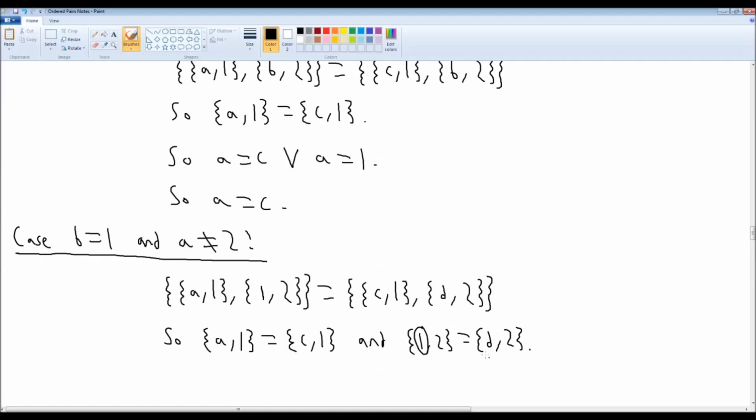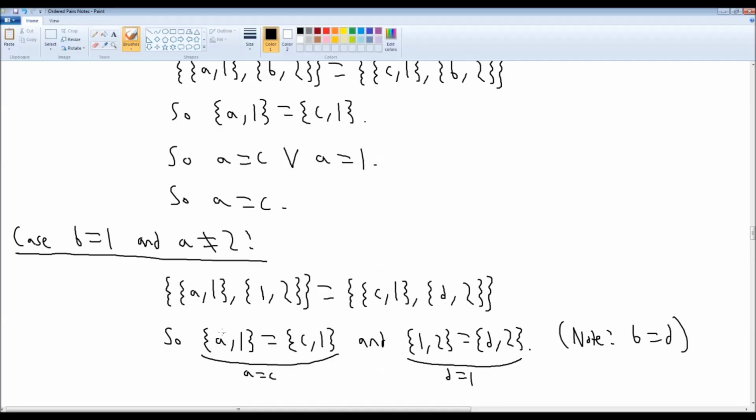Now, since 1 belongs to this set, and since 1 and 2 are not equal to each other, then 1 has to equal D. So this tells us that D equals 1. In particular, since we're assuming B equals 1, then that means B and D are equal to each other, right? Because they're both 1. So we've proven that B equals D. But now this equality right here implies that A has to equal C.